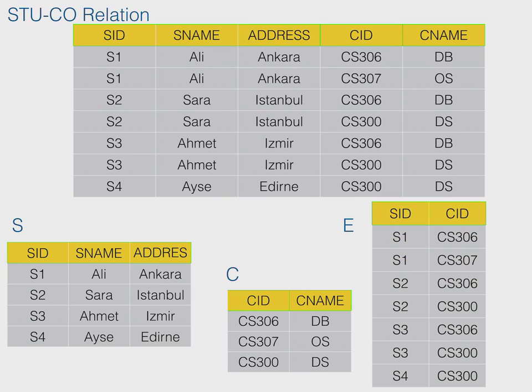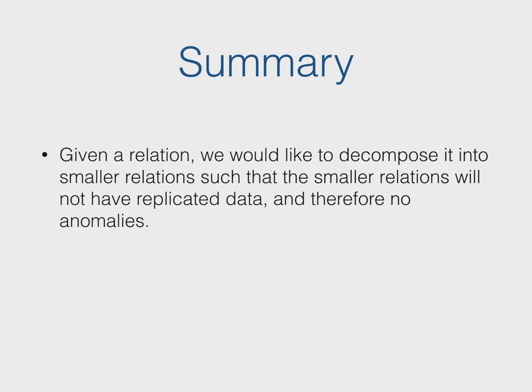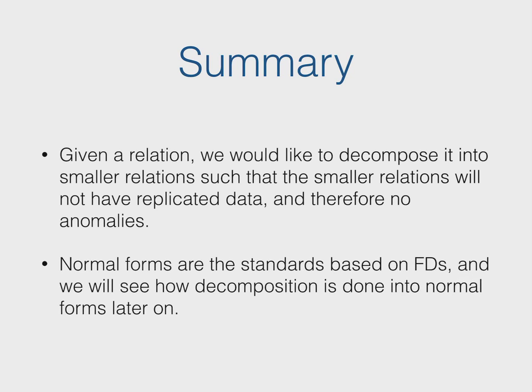So we will have 3 relations, and after we decompose and after we project the original functional dependencies into the smaller relations, we will see that there is no redundant storage in the smaller relations. So basically, given a relation, we would like to decompose it into smaller relations, and our purpose is that the smaller relations will not have replicated data and therefore no anomalies.